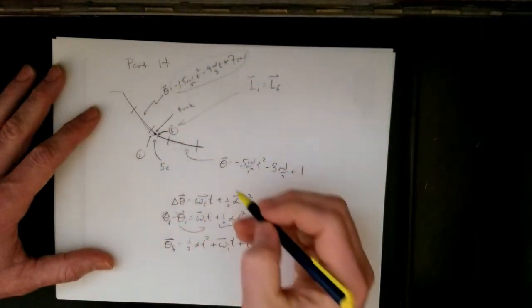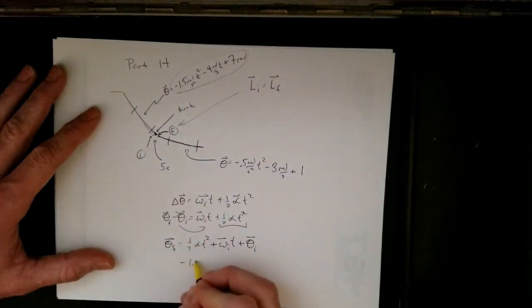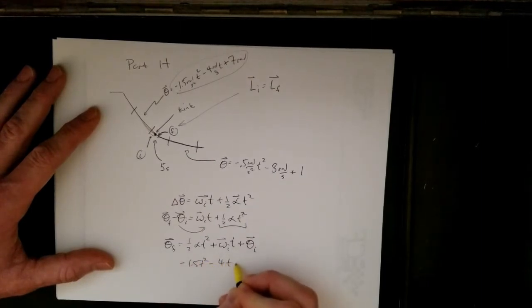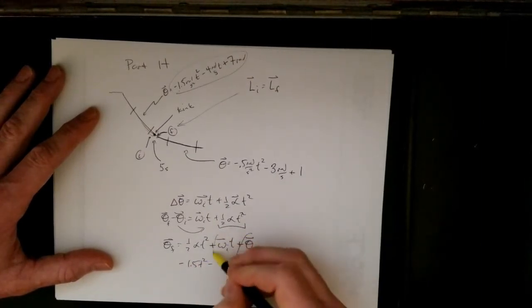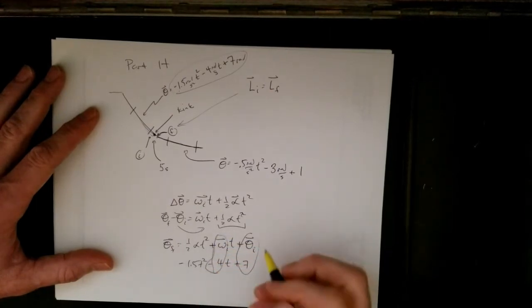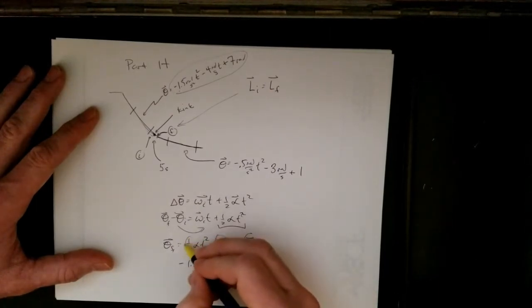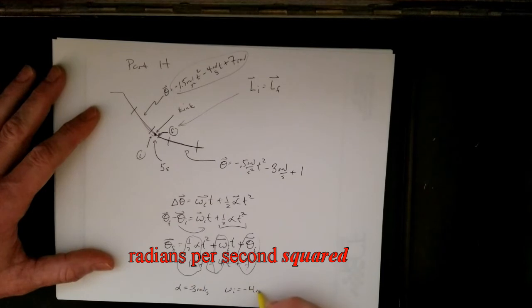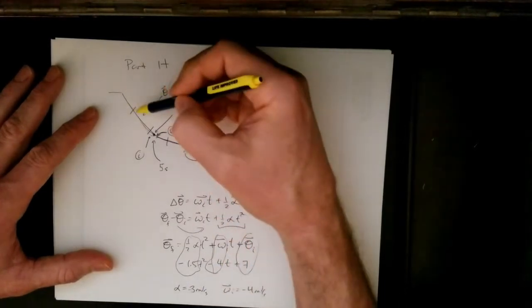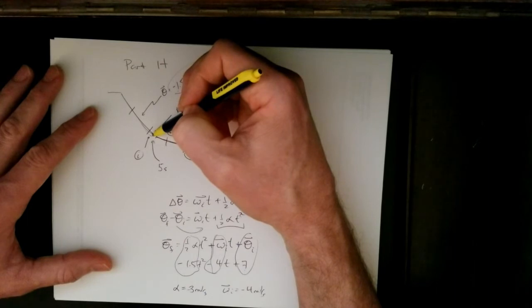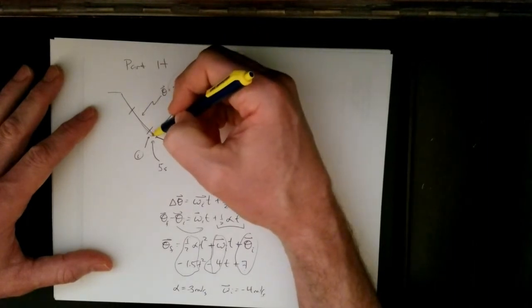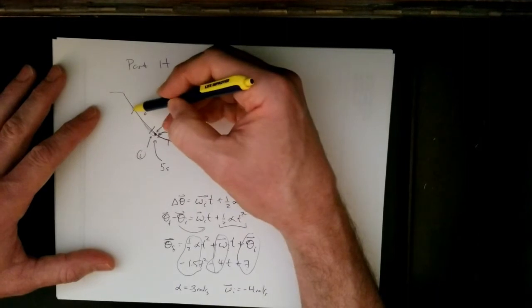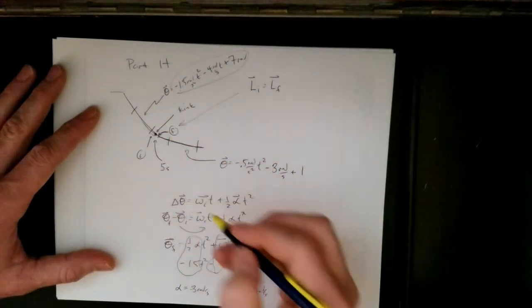So if we're looking at that equation, that is negative 1.5 t squared minus 4t plus 7. Look at the matchups here. Omega initial is negative 4, theta initial is 7. We don't really care about that. And 1/2 alpha is equal to negative 1.5. So therefore alpha is equal to negative 3 radians per second squared. Omega initial in this formula is negative 4 radians per second. Now it is heading in that particular direction, so I can then project at this particular point what the velocity was based upon before the collision. So I plug 5 seconds in for time.